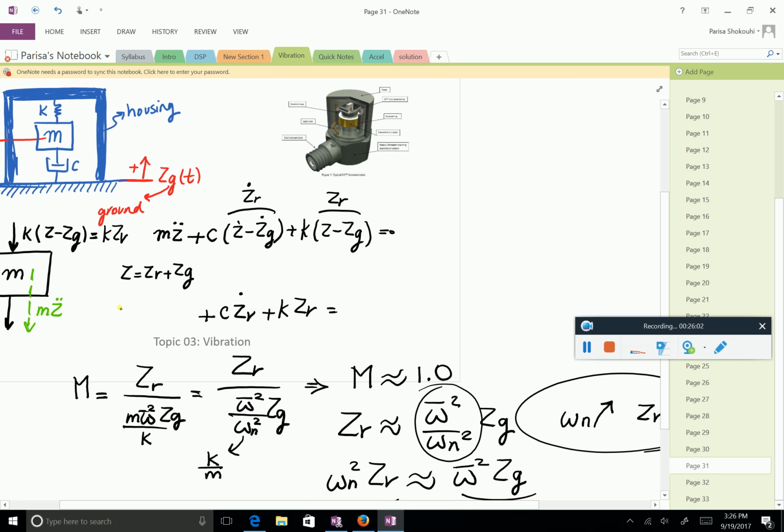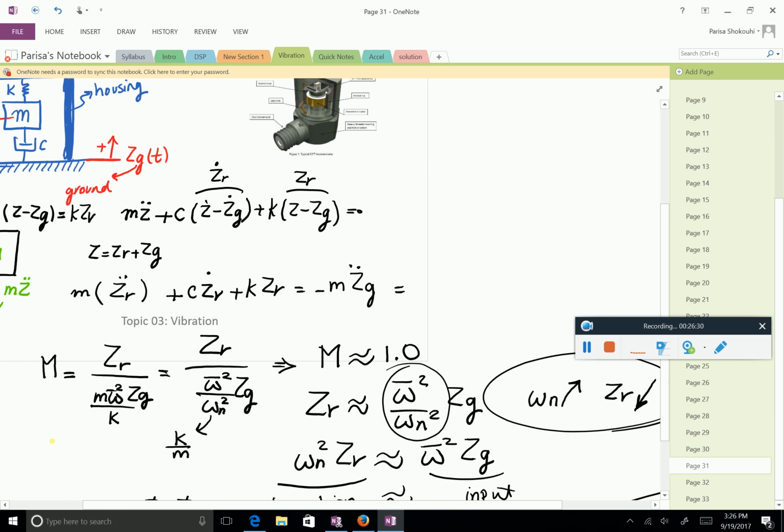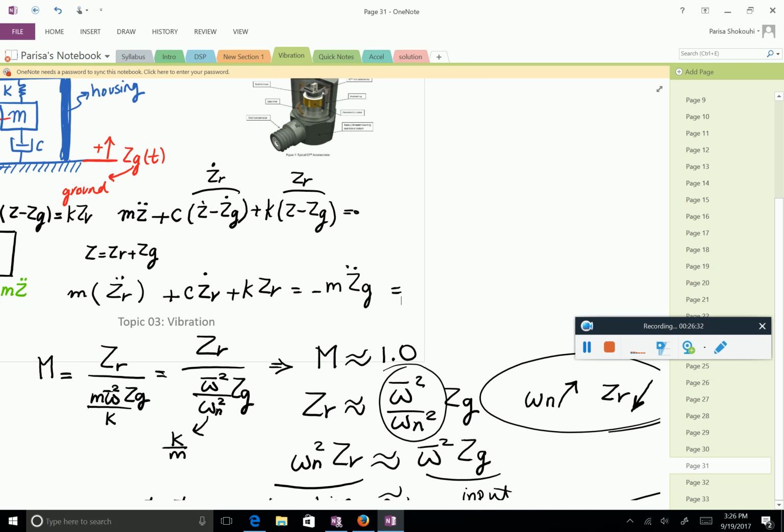So if we do that, this m will be z_r double dot, but then the other part, minus m z_g double dot, goes to the other side. Make sure that you agree with me that this is equivalent to the other equation. So far it's really nothing magical about it.